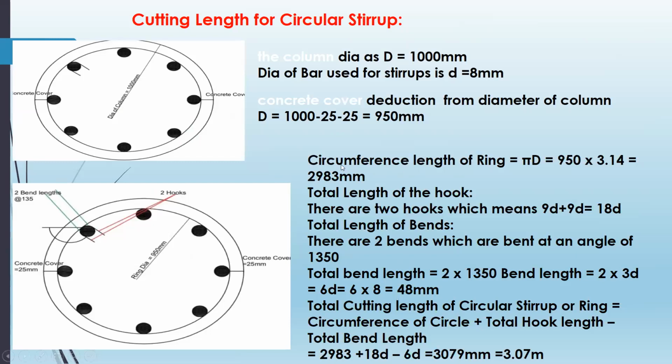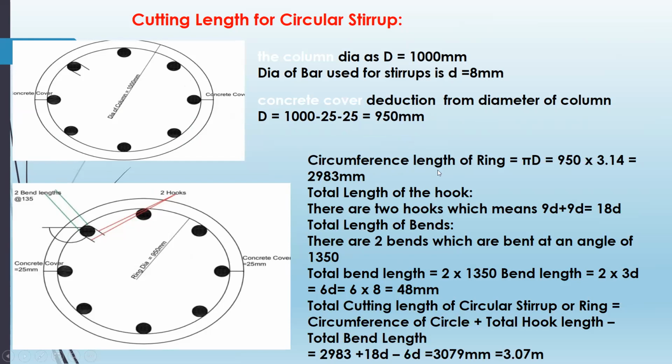The column diameter is 1000 mm. This has been shown in the drawing. The diameter of the bar is 8 mm. Deducting the concrete cover from the diameter of the column, the diameter will be 1000 minus 25 minus 25, that is 950 mm.